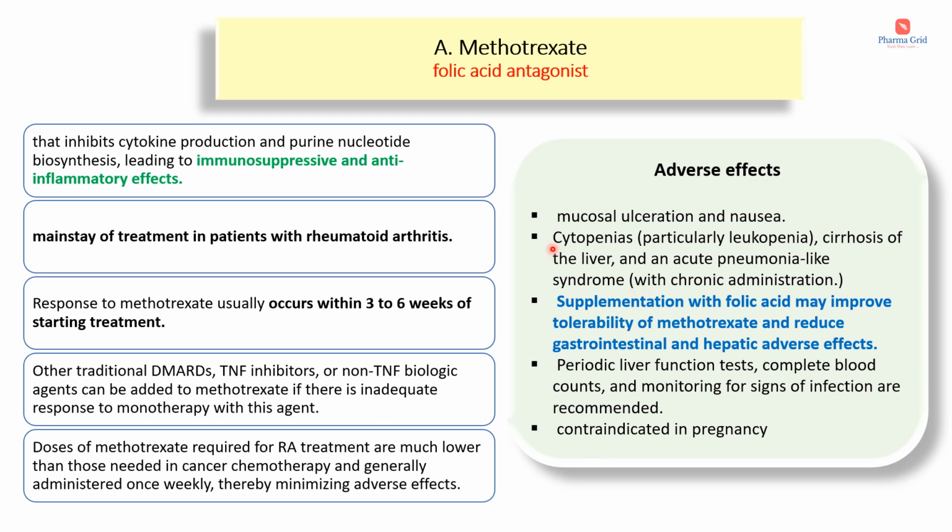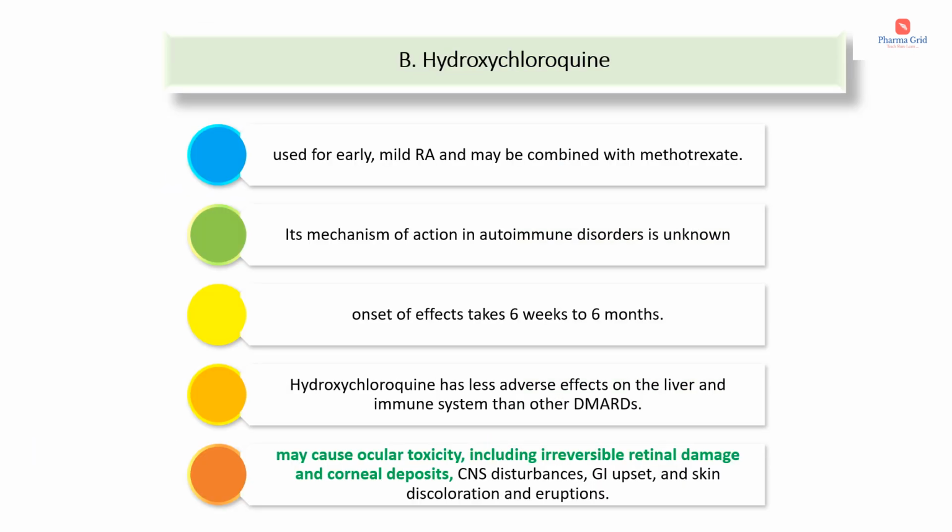Then coming to the adverse effects, these include mucosal ulceration and nausea, then cytopenias, particularly leukopenia, cirrhosis of the liver, and an acute pneumonia-like syndrome with chronic administration of methotrexate. So as we all know, the antidote for methotrexate is folic acid or leucovorin. Supplementation with folic acid may improve tolerability of methotrexate and reduce gastrointestinal and hepatic adverse effects. One of the main toxicities associated with methotrexate is hepatotoxicity. So periodic liver function tests, complete blood counts, and monitoring for signs of infection are recommended, and methotrexate is contraindicated in pregnancy.